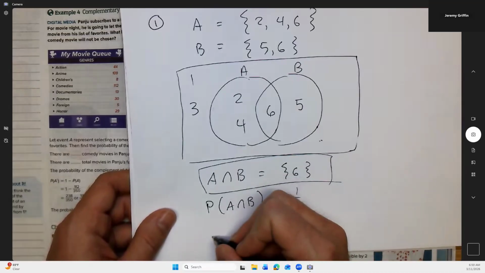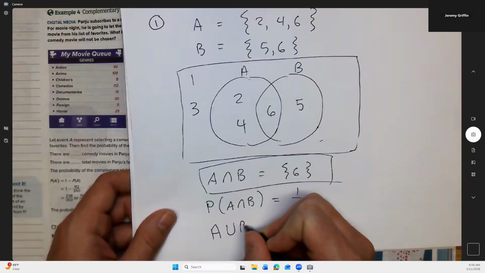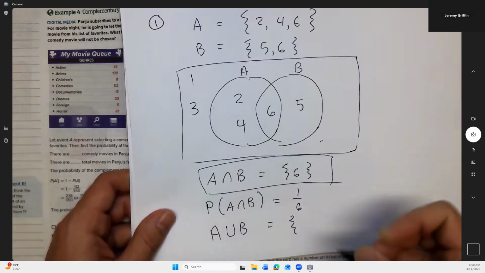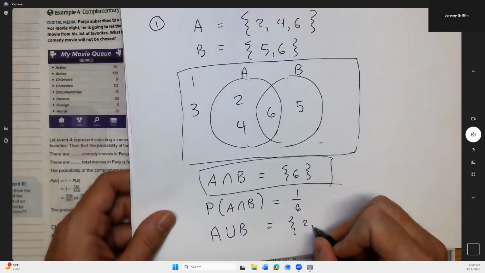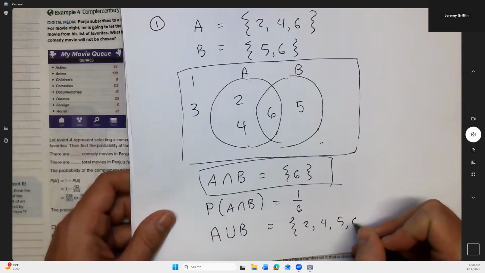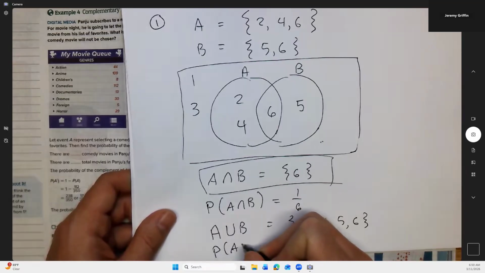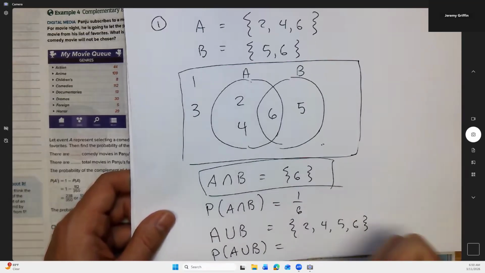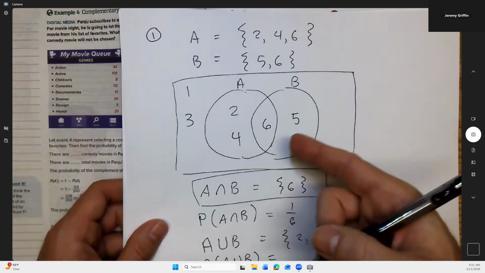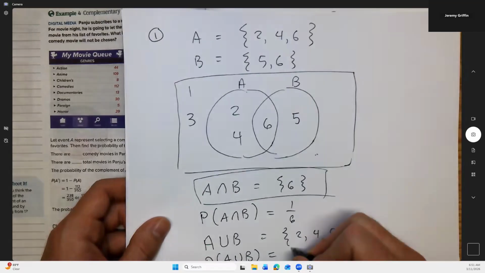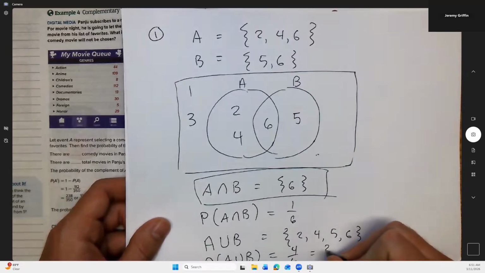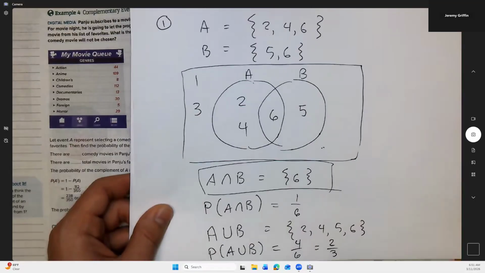They also could have said, what's A union B? And then that would have been all 4 of these possibilities, a 2 or a 4 or a 5 or a 6. And finally, if they said, what's the probability of A union B? They say, well, there's 4 numbers I can roll that could be either of these events out of 6 ways to roll the dice, and that reduces to 2 over 3 or 67%.